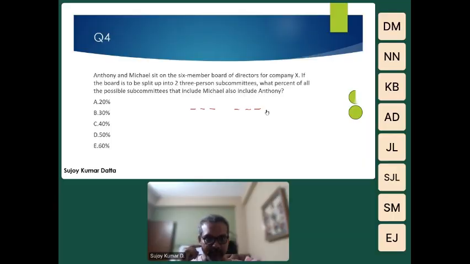Okay, I understand where you made a mistake. Have you done 6C3 divided by something? Ah, okay. Yeah, see, that's what the mistake is. It's not going to be 6C3.